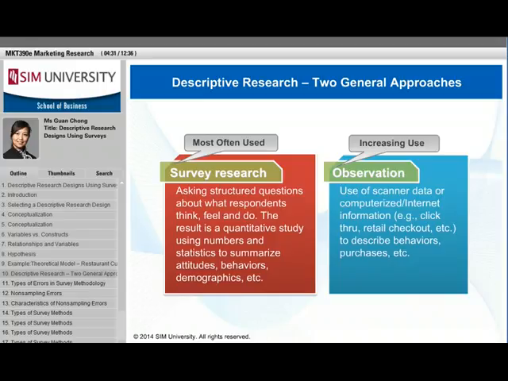In survey research, the researcher asks structured questions about what respondents think, feel, and do. The result is a quantitative study using numbers and statistics to summarize attitudes, behaviors, demographics, etc. It is one of the most often used research methods. In observation, the researcher uses scanner data or computerized internet information, such as clickstream, retail checkout, etc., to describe behaviors. It is increasingly used in marketing research.